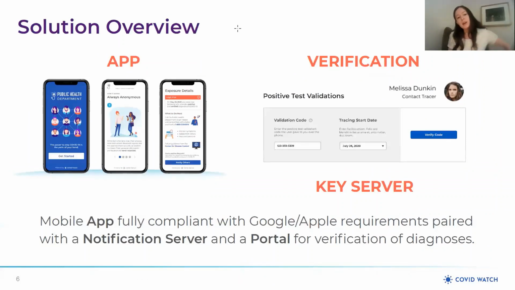So in order to accomplish this, you need to build both an app and a verification portal. One of the downsides of building an anonymous system is that if somebody falsely self-reports, there's no way to know who gave that false report. So in order to prevent false reporting, you also need a verification portal on the public health side.